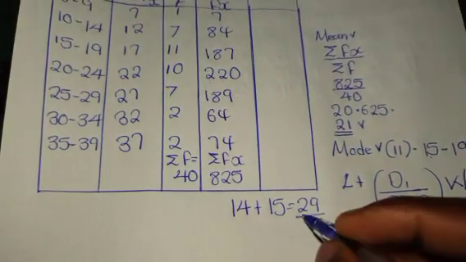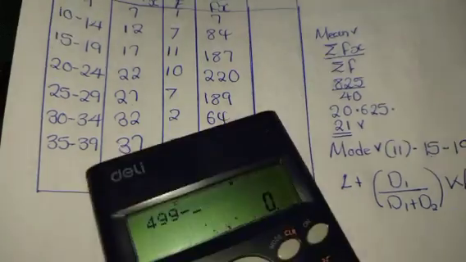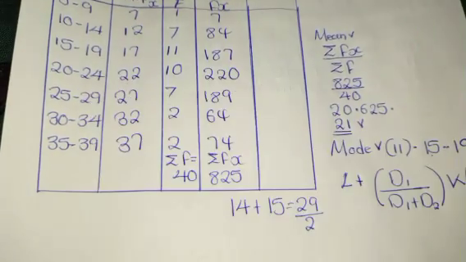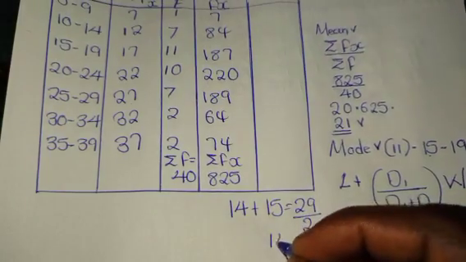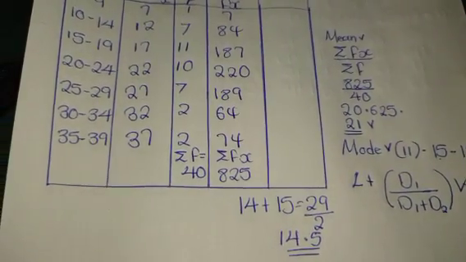So we will say 14 plus 15, you get your answer to be 29. Then you get the median. So you will divide this by 2, and 29 divided by 2, you get your answer to be 14.5. So 14.5 is the lower boundary of the class.